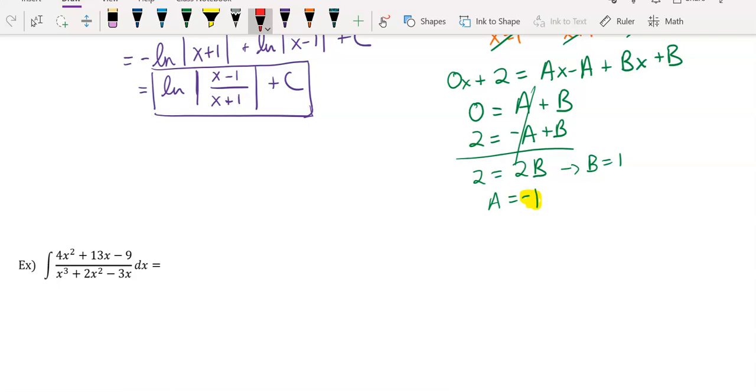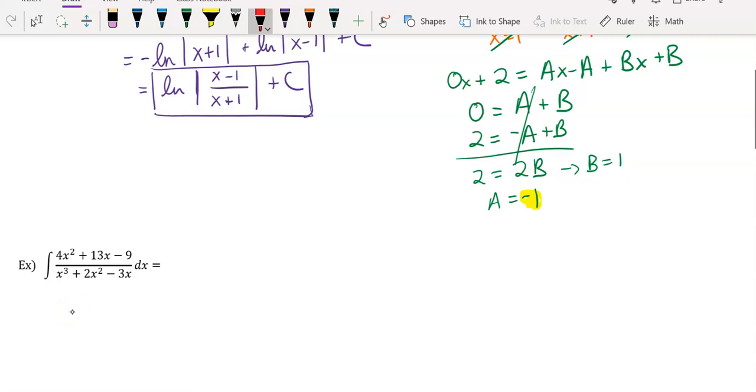For this next example, we have another integrand where setting the denominator equal to u and then writing du would not give us what we needed in our numerator here, so we're going to again use partial fractions. So first thing I want to do is factor this denominator.